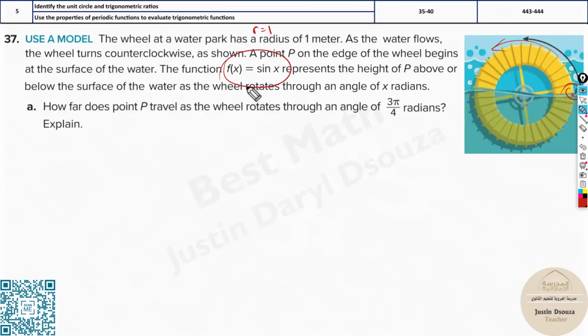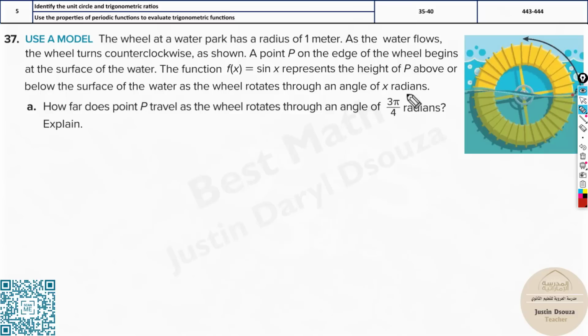The function that it moves by is given as f of x is equal to sine x. Sorry, this is the function f of x. It represents the height of P above or below the surface of the water as the wheel rotates through an angle of x degrees. So now, as x varies, you come to know where the point P is. It's either up or down. This particular function tells you the height of the point P, wherever it is. So those are the initial conditions given to us. Now there are many sub-questions. The first one, A, is: how far does the point P travel as the wheel rotates through an angle of 3 pi by 4?